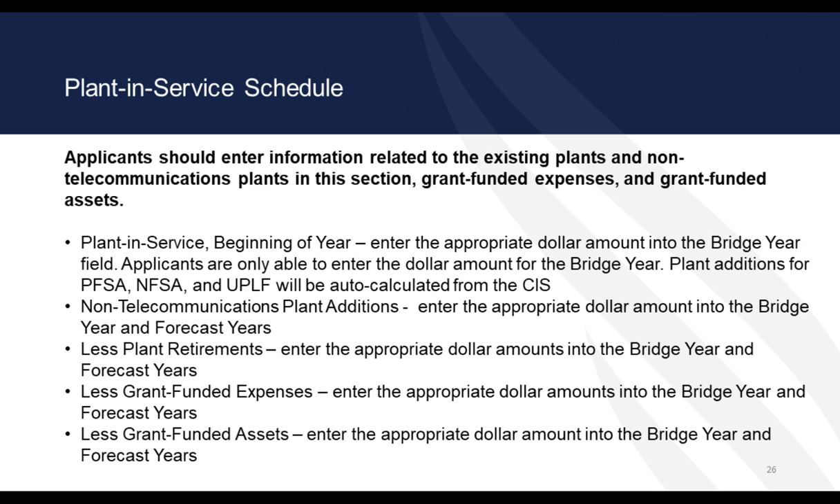Plant additions for PFSA, NFSA, and UPLF will be auto-calculated from the CIS. In non-telecommunications plant additions, enter the appropriate dollar amounts into the bridge year and forecast years. In less plant retirements, enter the appropriate dollar amounts into the bridge year and forecast years. In less grant-funded expenses, enter the appropriate dollar amounts into the bridge year and forecast years. And finally, in less grant-funded assets, enter the appropriate dollar amount into the bridge year and forecast years as well. Applicants must also report revenue from network access services and include statement subtype, historical years, bridge year, forecast years, and assumptions.